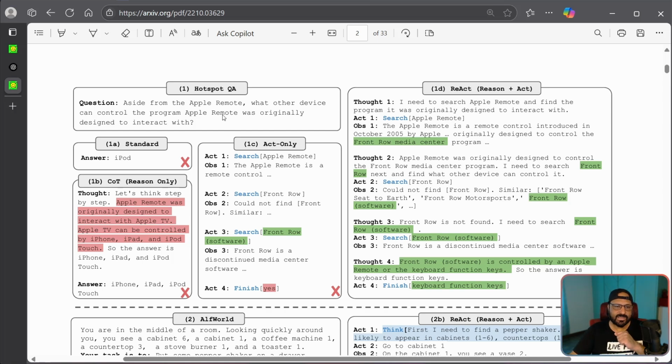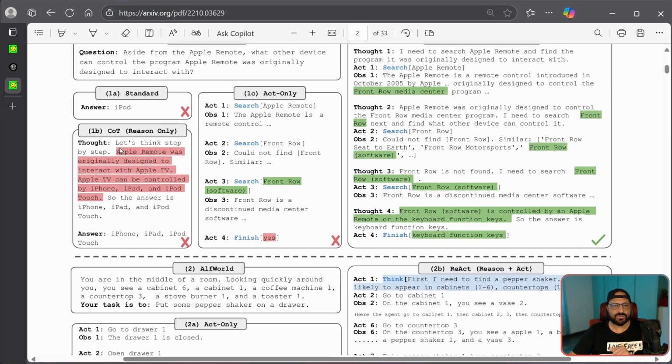And then they have given examples. If you ask this question straight away without giving any chain of thoughts or any guidance to the model, kind of zero shot, then the answer they got is iPod, which is wrong. Then they said, okay, fine, let's do chain of thoughts. So this is the query they gave: let's think step by step, and the model thinks step by step and came up with the answer iPhone, iPad, and iPod Touch. This is also wrong.